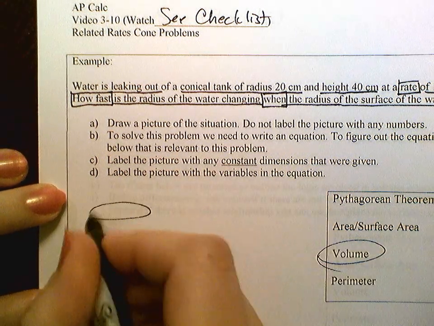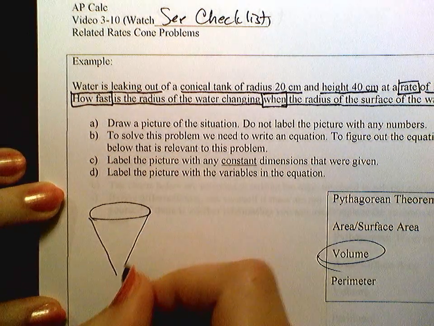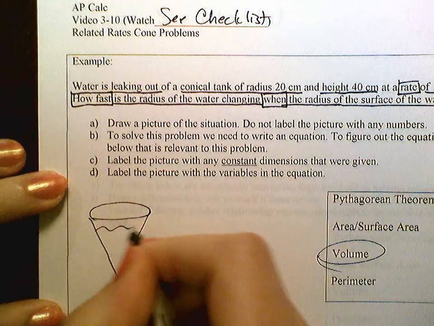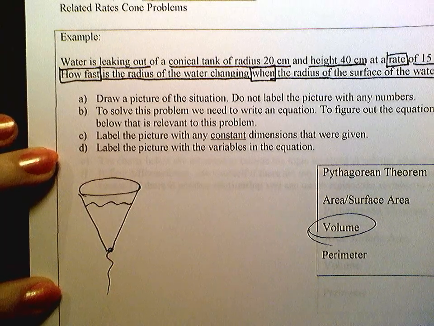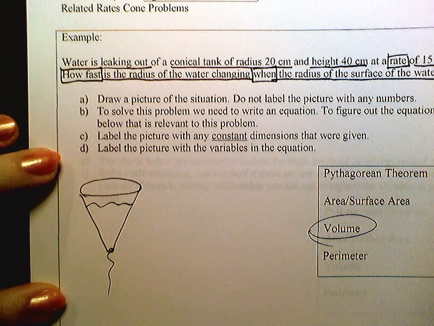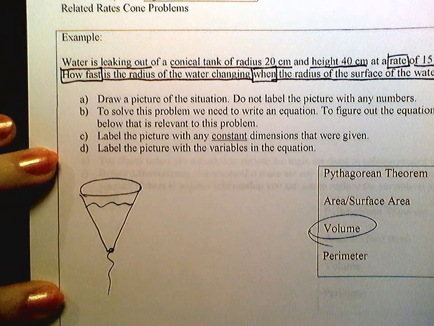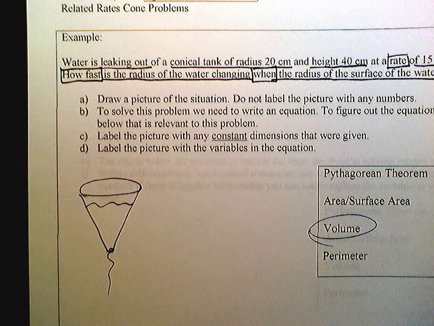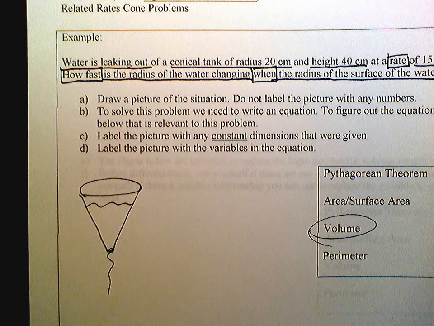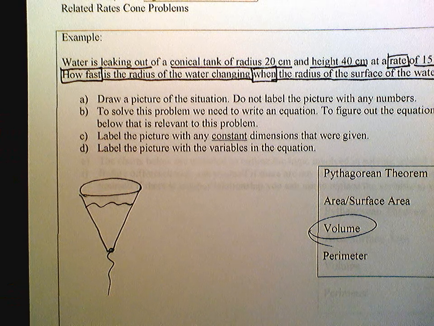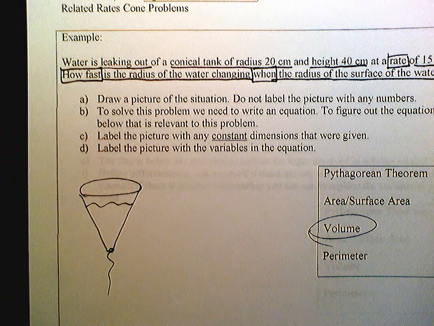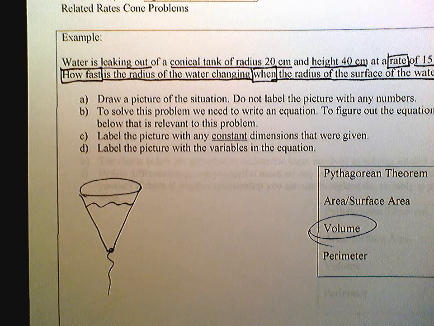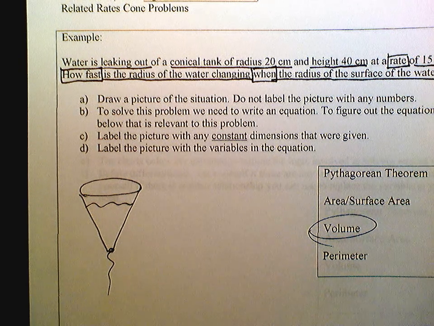So we've got a cone and water is leaking out. Okay, and then I'm going to label the picture with constants and variables. So don't label something that's a variable as a constant. Variable means changing, or subject to change. So only label constants.